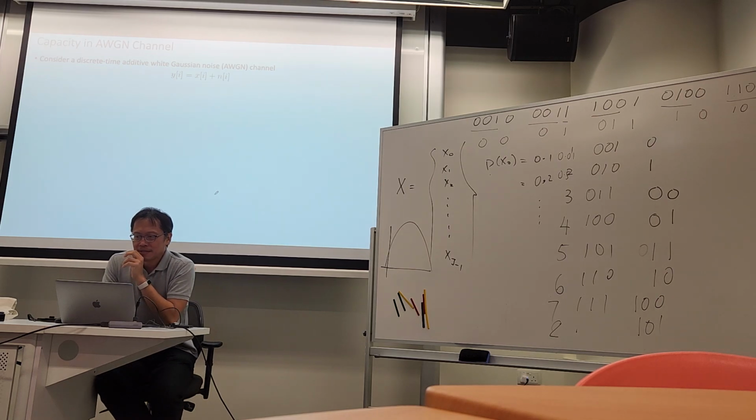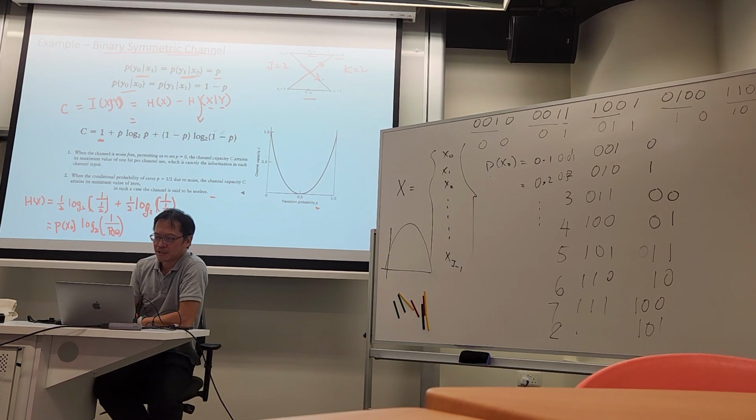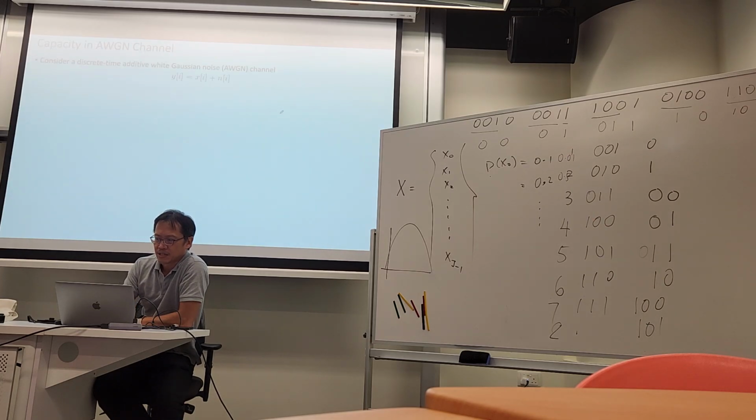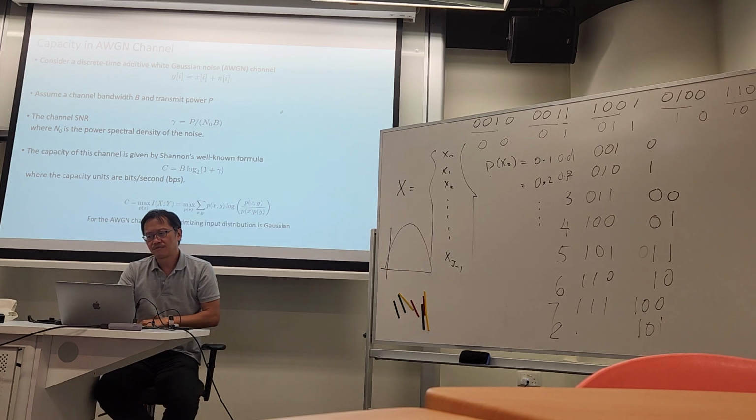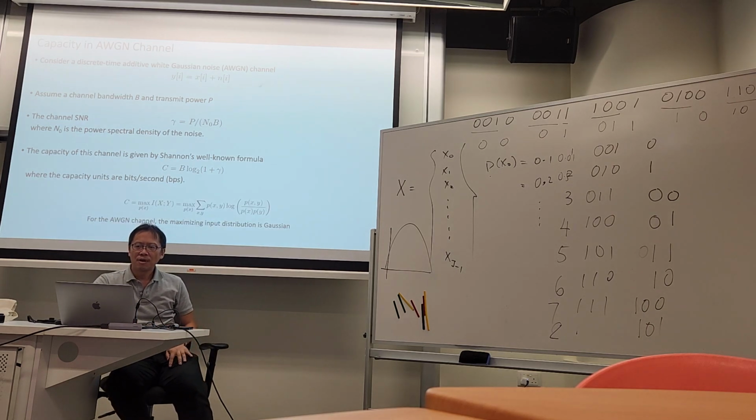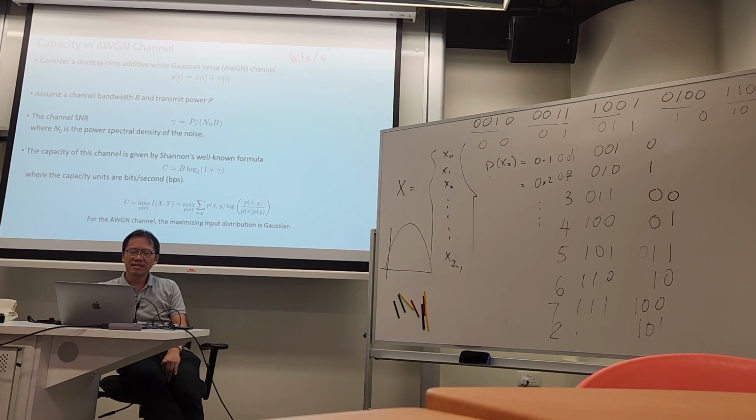But just remember, this is capacity per use. It's still not the one that we are interested in. What we are probably interested in for engineering purposes is bits per second, in terms of the capacity of the channel. The special case for the channel is called the additive white Gaussian noise channel.